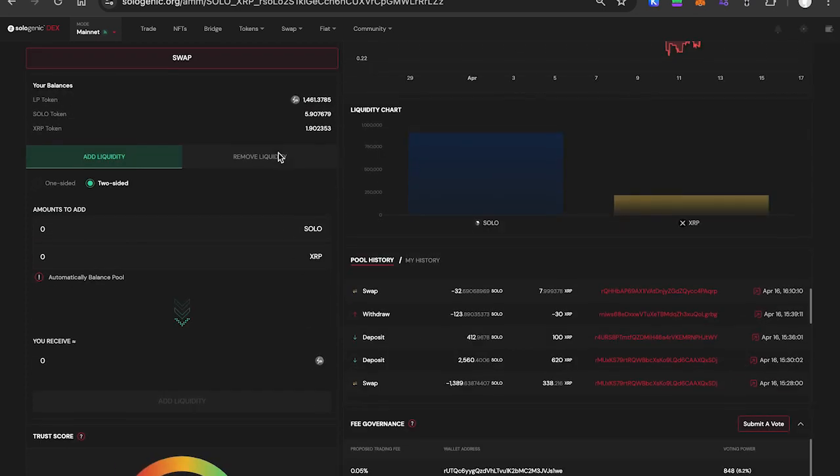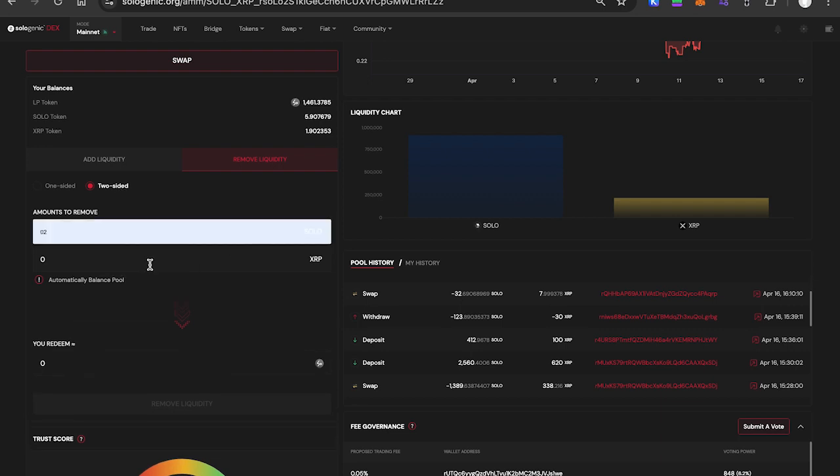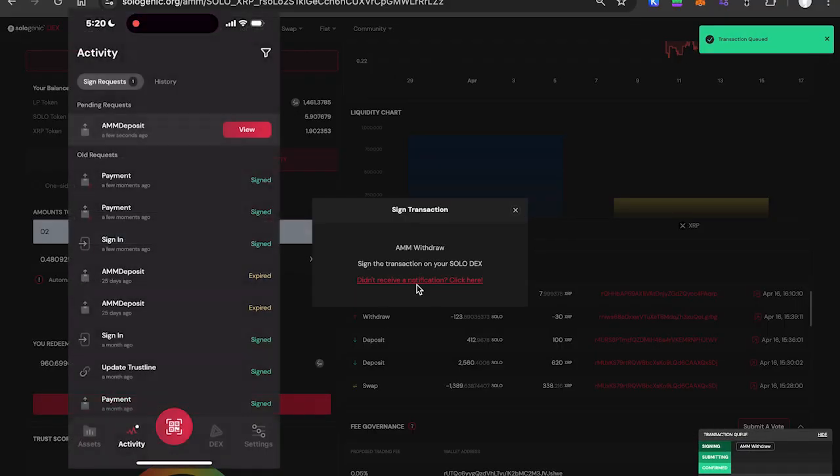To remove the liquidity, select the Remove Liquidity tab, choose one-sided or two-sided, enter the amount to remove, press Remove Liquidity, and sign the transaction with your wallet.